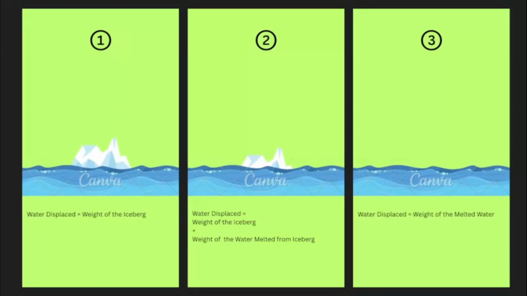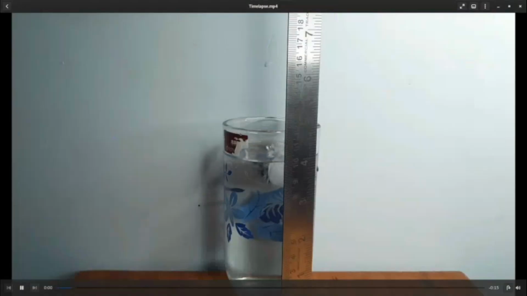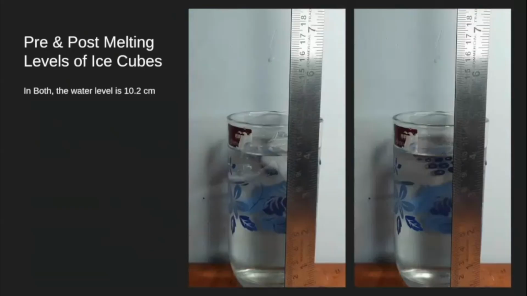So going next, I have a video to show. So that was a time lapse of a demonstration. So the water in the glass is assuming the ocean and the icebergs are the ice.